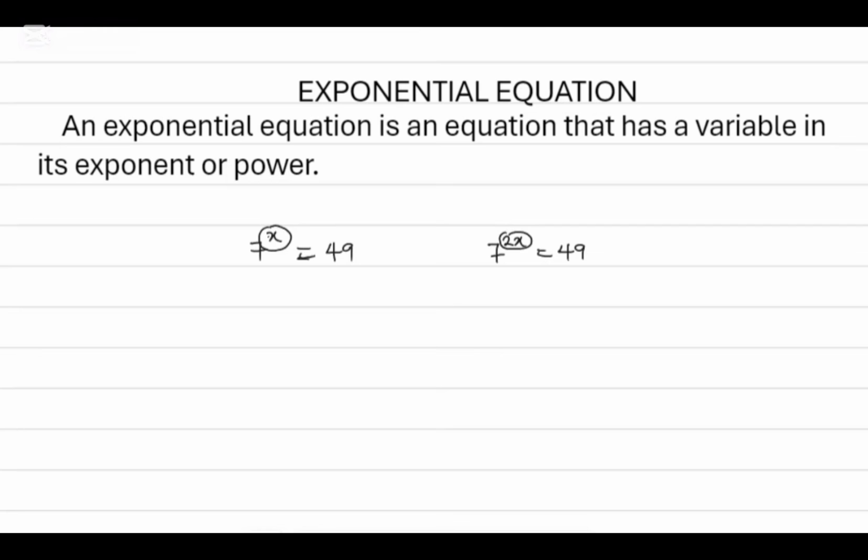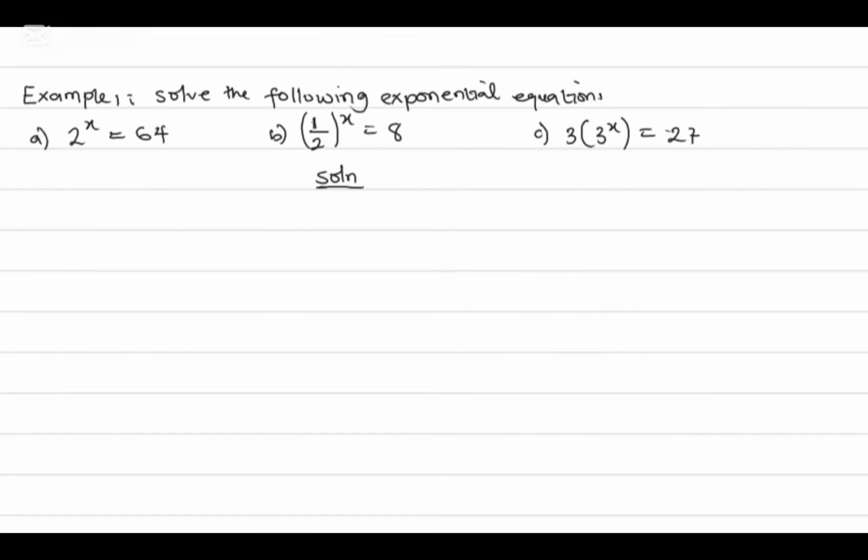And so the basic idea about how we try to solve exponential equation is to ensure that we have either a common base, or we have common exponents. So let's take the following examples and we'll see how we go about them. Example 1 says solve the following exponential equations. A: 2 raised to power x equal to 64. B: (1/2) raised to power x equal to 8. And C: 3 into the bracket of 3 raised to power x, close the bracket, equal to 27. So let's take the first one.